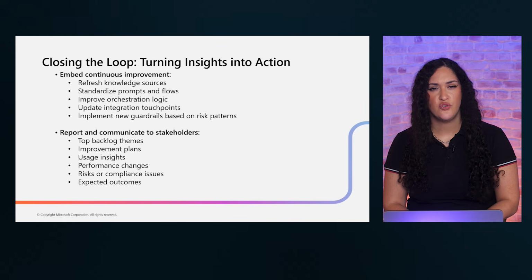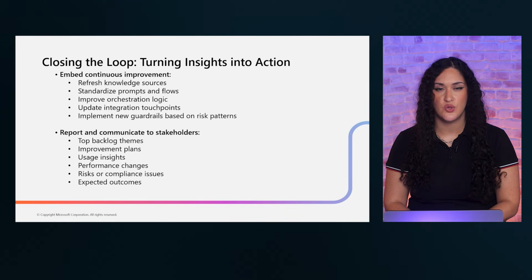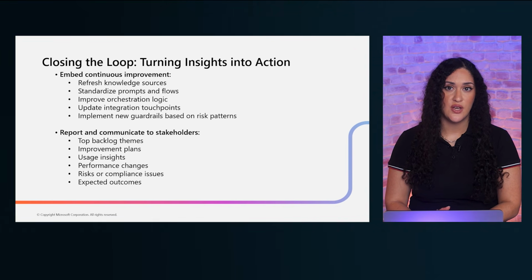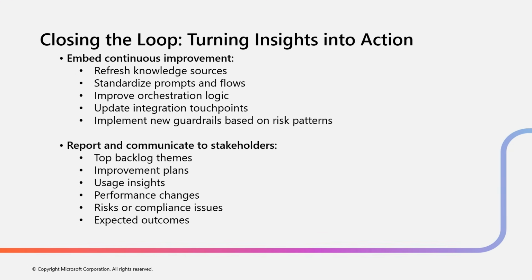Embedding continuous improvement means making it part of your operational DNA, not a special project. Refresh knowledge sources regularly because stale content leads to stale answers. Standardize prompts and flows so improvements are consistent across the organization. Improve orchestration logic when you find bottlenecks or redundant steps. And update integration touchpoints as APIs and connectors evolve. And implement new guardrails based on emerging risk patterns.